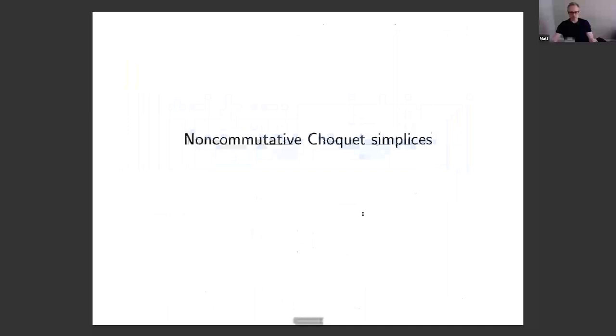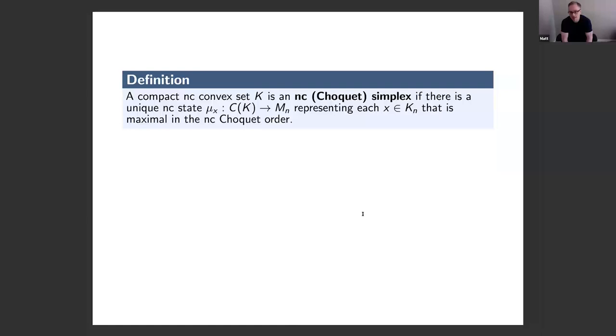Okay. Now I have enough machinery. I can define the notion of a non-commutative Choquet simplex. So just like in the commutative case, we'll say that a compact NC convex set is an NC Choquet simplex, or simplex, if there's a unique maximal NC state representing each point in my set. And by maximality, I mean it's maximal in the NC Choquet order that I just defined.